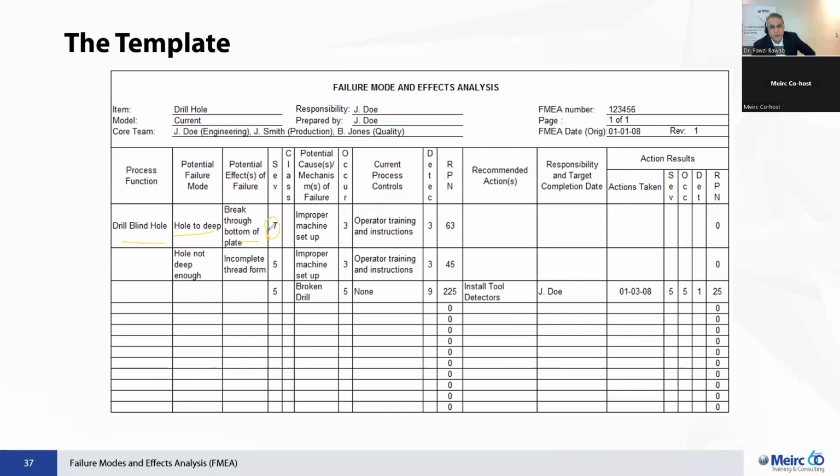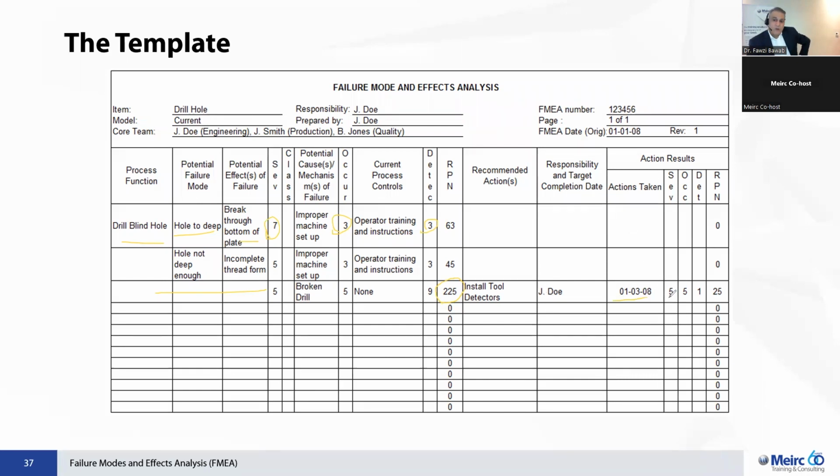And then you can see the team has agreed that they have put 7 here, they have put 3 here, they have put 3 here. Now you can see here that this function or this step has basically the highest RPN, which means that if I want to give a priority for the actions we want to do to reduce risk, this would be the one where I would basically say the team decided to install tool detectors. So something to detect the tool failure. And then we gave it to John Doe, and then the action was completed.